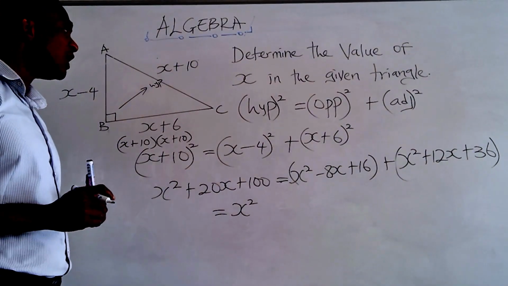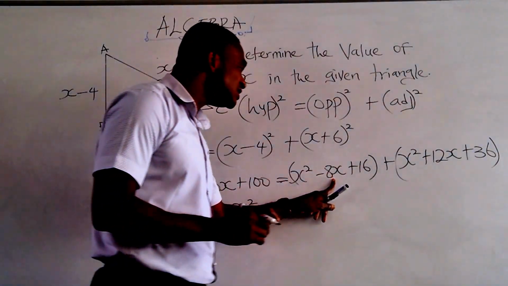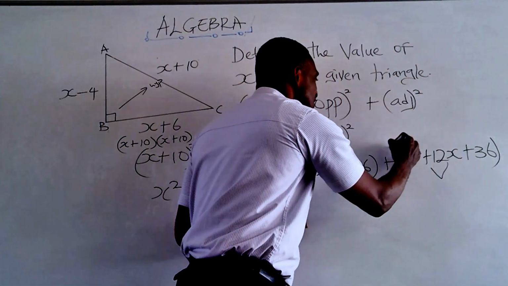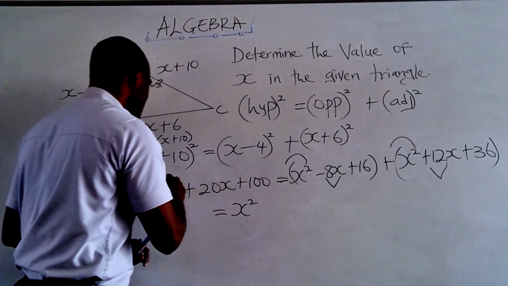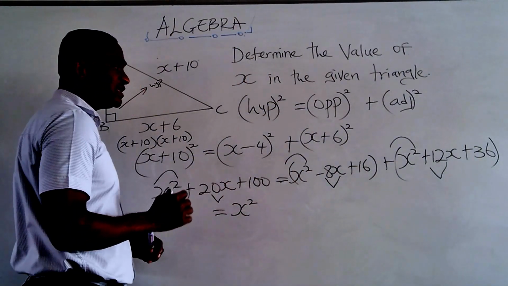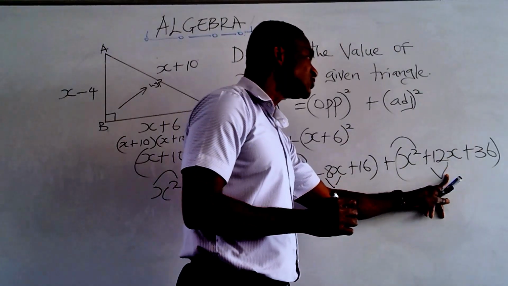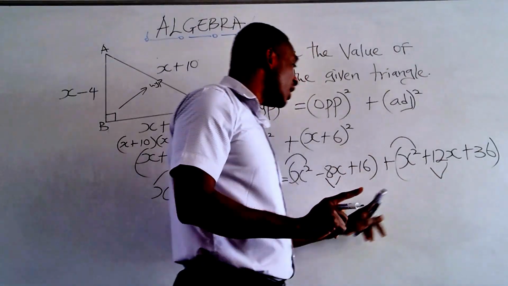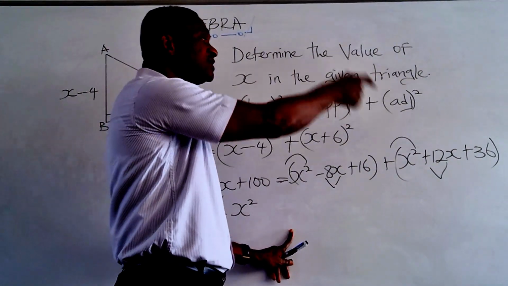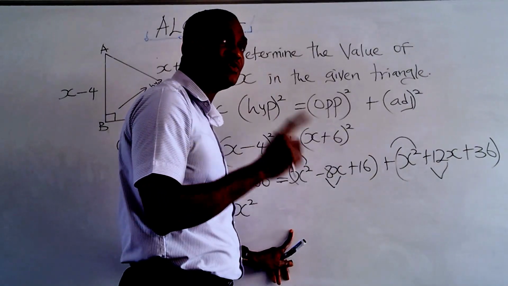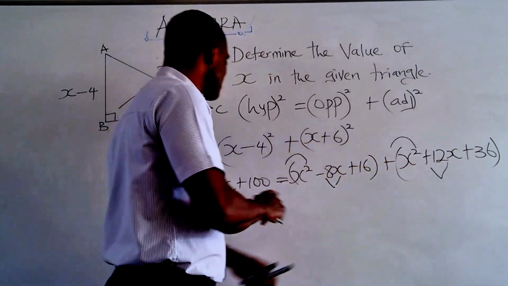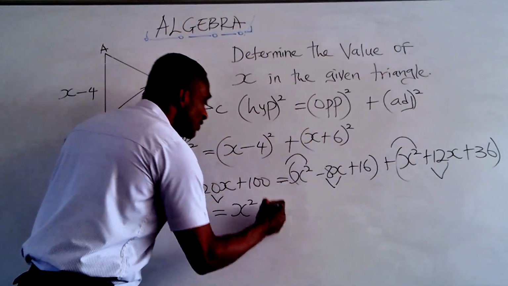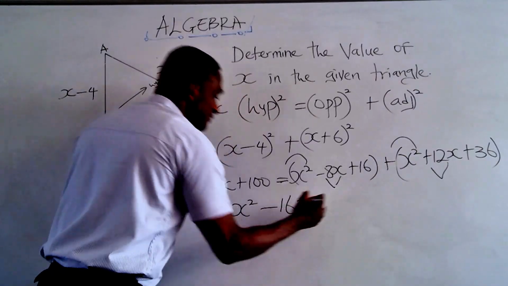Let's look at the ones with the variable x. Negative 8x plus 12x, they are like terms. Negative 8 plus 12 is positive 4x on the right side. If we are bringing 20x to come over, it becomes minus 20x. So we have 4x minus 20x, which will give us minus 16x.